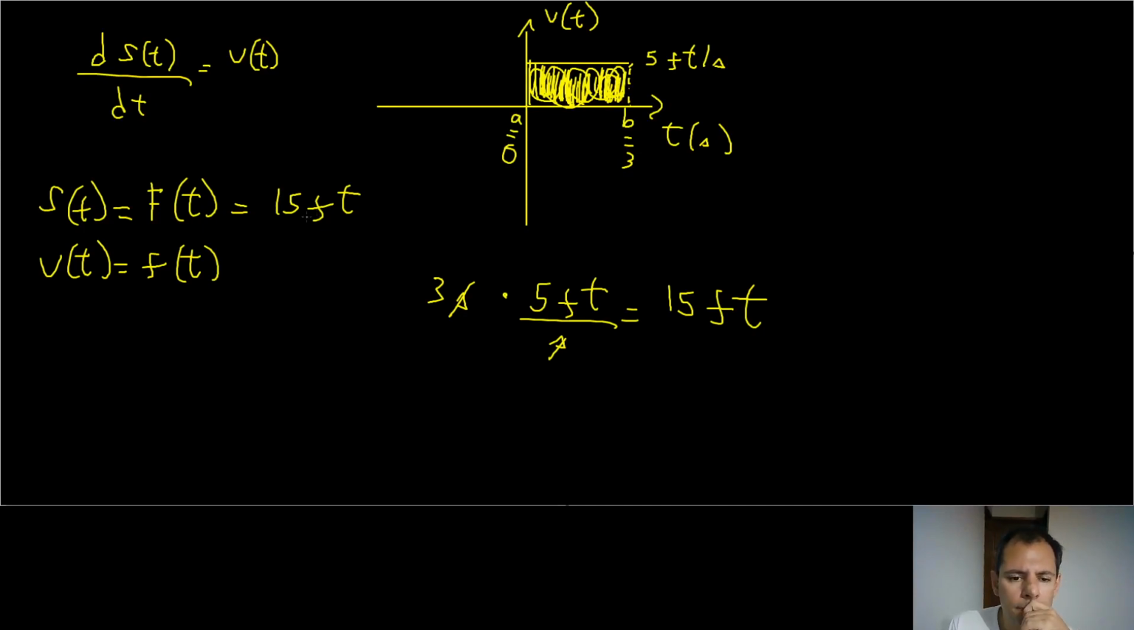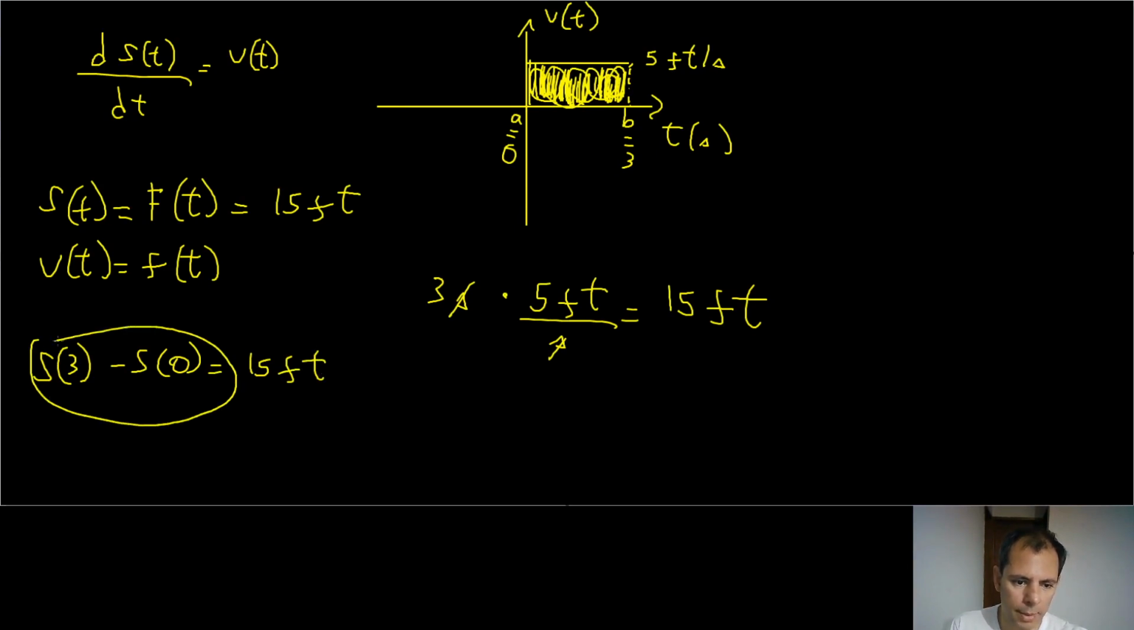Well, there's something else that I want to show you guys. At 3 seconds, the car had run 15 feet. It got to a distance of 15 feet. At 0 seconds, the car got to a distance of 0. So what do we have here? We have that S3 minus S0 is going to be 15 feet.